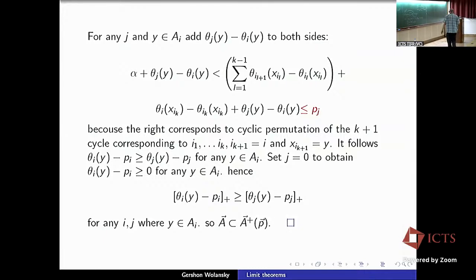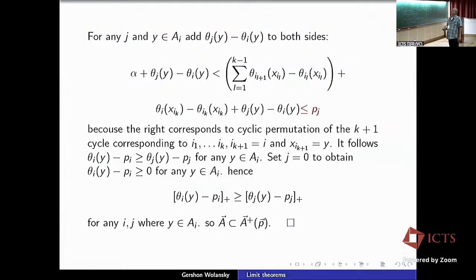What time should I finish the talk? How much time do I have? About 15 minutes. Okay. I hope I'm not going too fast.